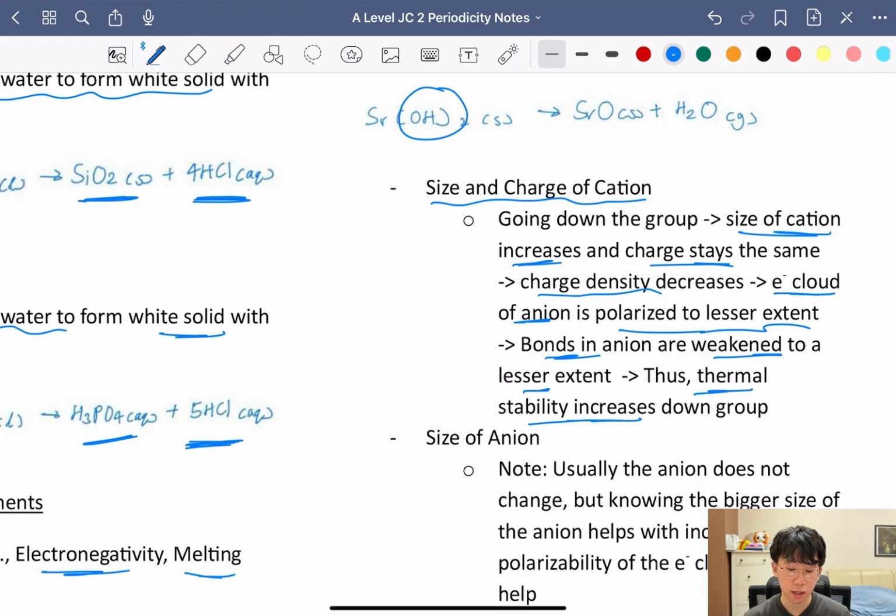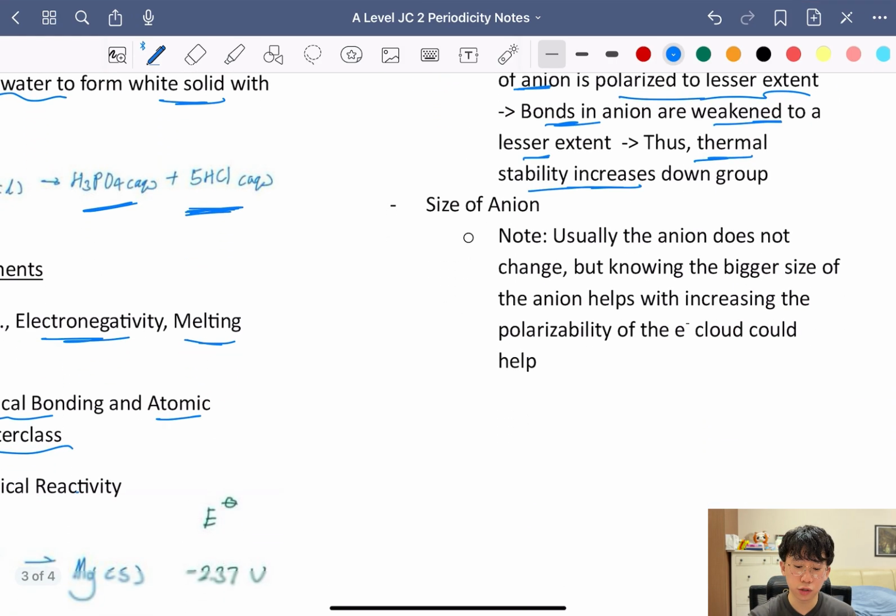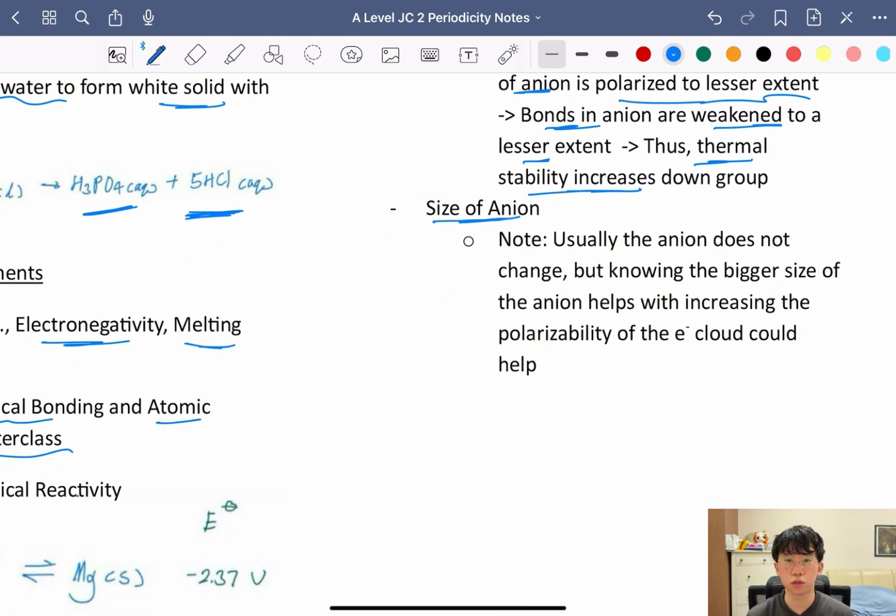Hopefully that makes sense. Now, there's also the size of your anion that could contribute to it if, for example, the cation remains the same. As a note over here, usually they won't test it such that the anion changes, but if they do, just know that if you have a bigger size of your anion, it will make it more polarizable. So if it's a bigger size, most likely the thermostability will be decreased.